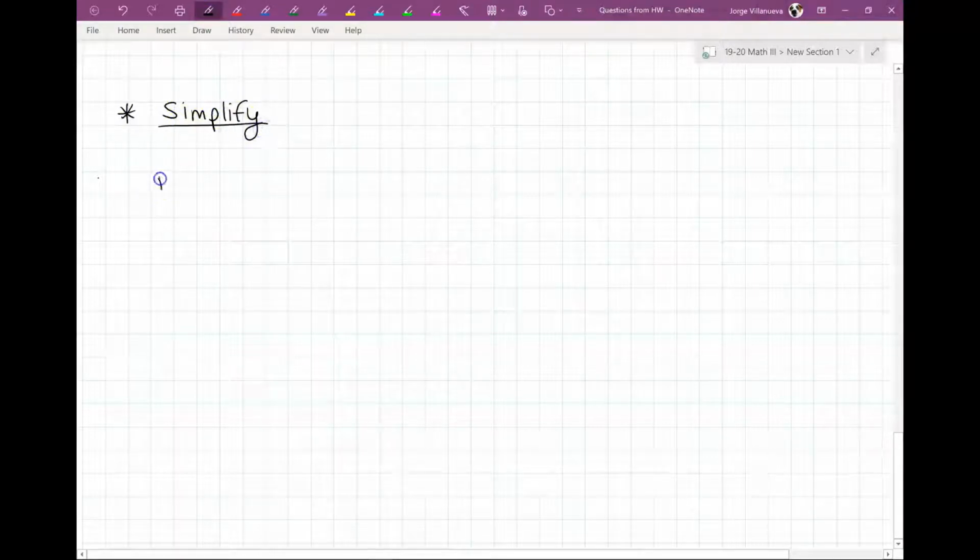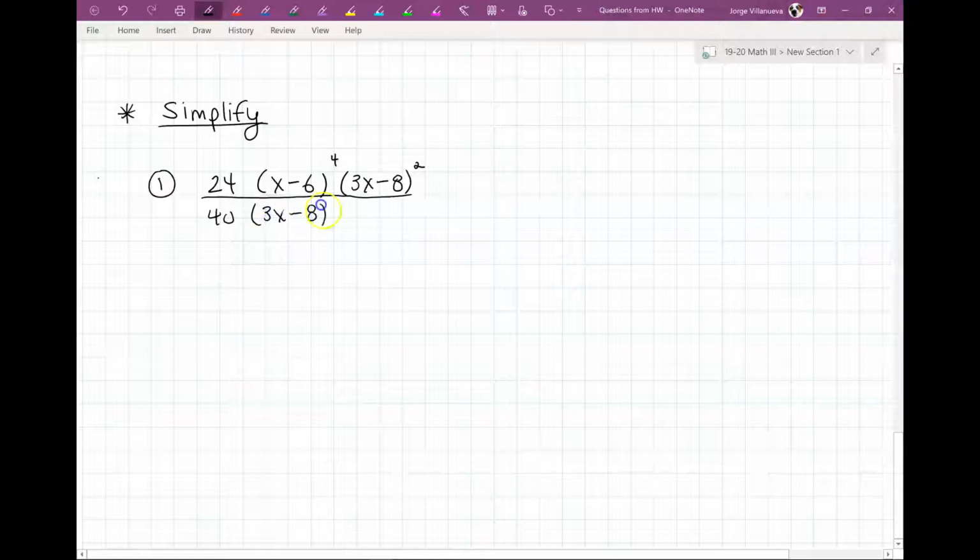So here's the first problem that was given, which was 24 times (x minus 6) to the 4th times (3x minus 8) squared over 40 times (3x minus 8) cubed times (x minus 6). Now they want us to simplify. I'm going to do this kind of like the long way, but I think it'll make a lot more sense if I do that.